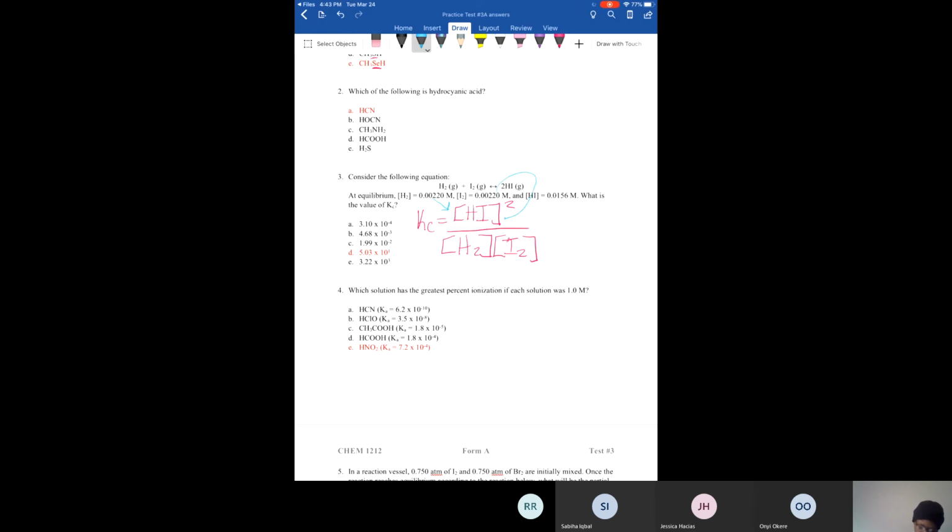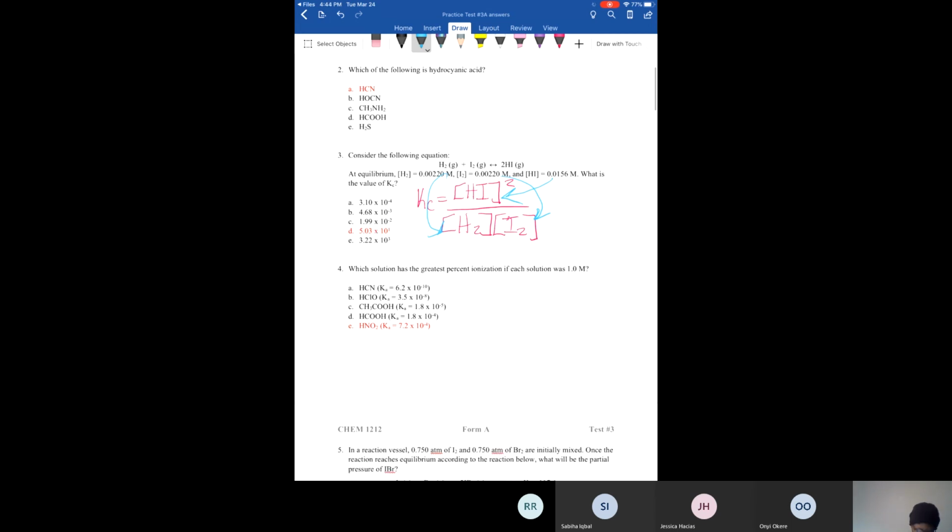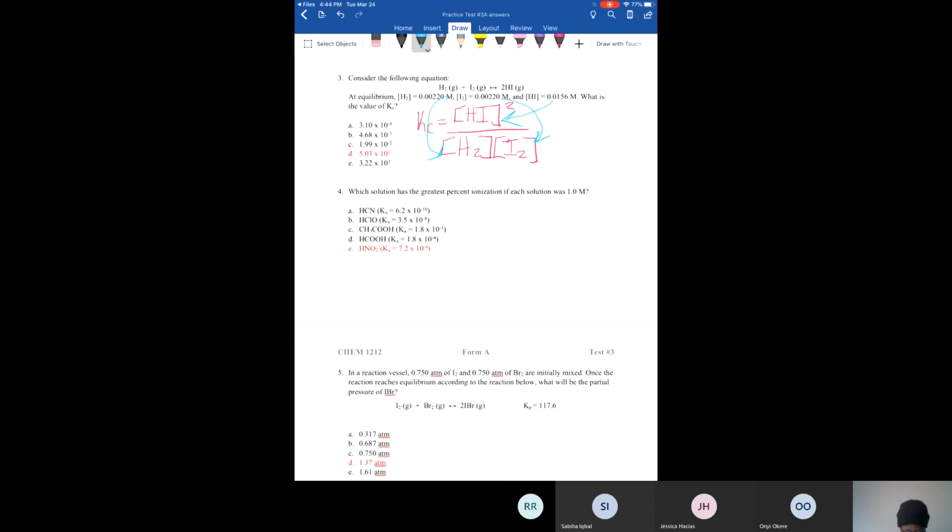That goes there. Oh, sorry, those arrows are not right. Here, this goes there, that goes there, and you'll get the right answer. Okay, so which solution has the greatest percent ionization if each solution is 1.0 M? I said this in the previous worksheet.